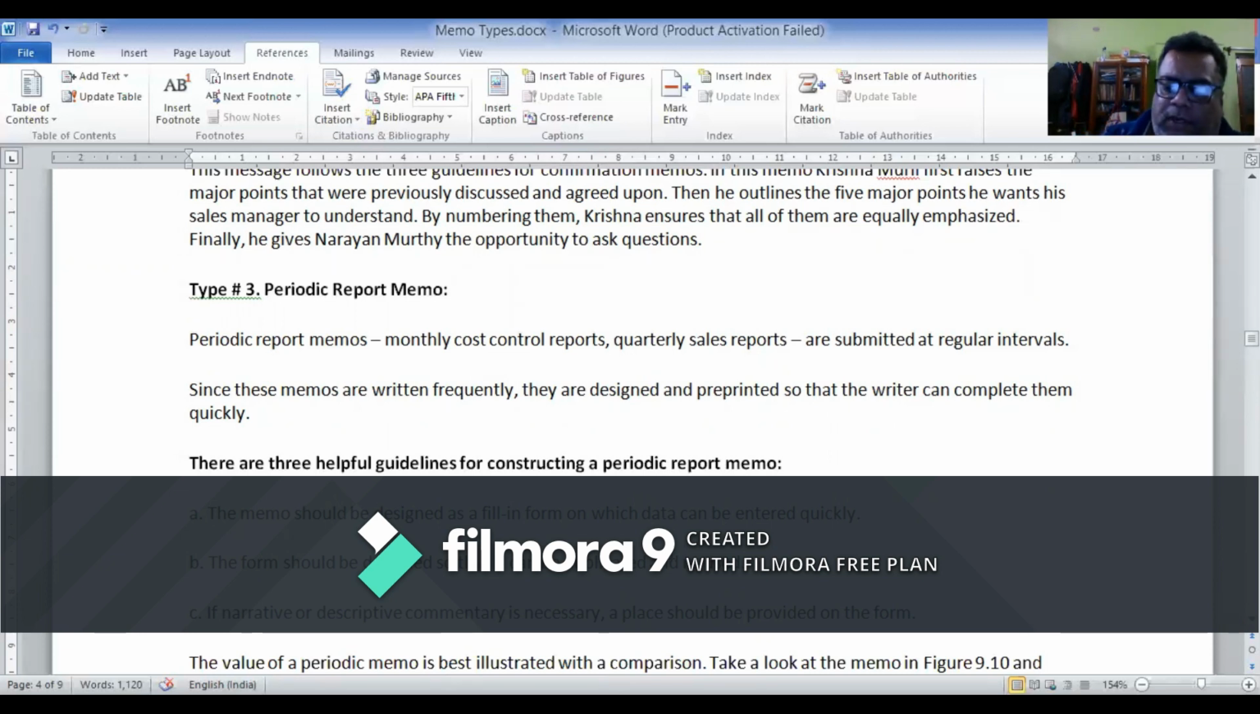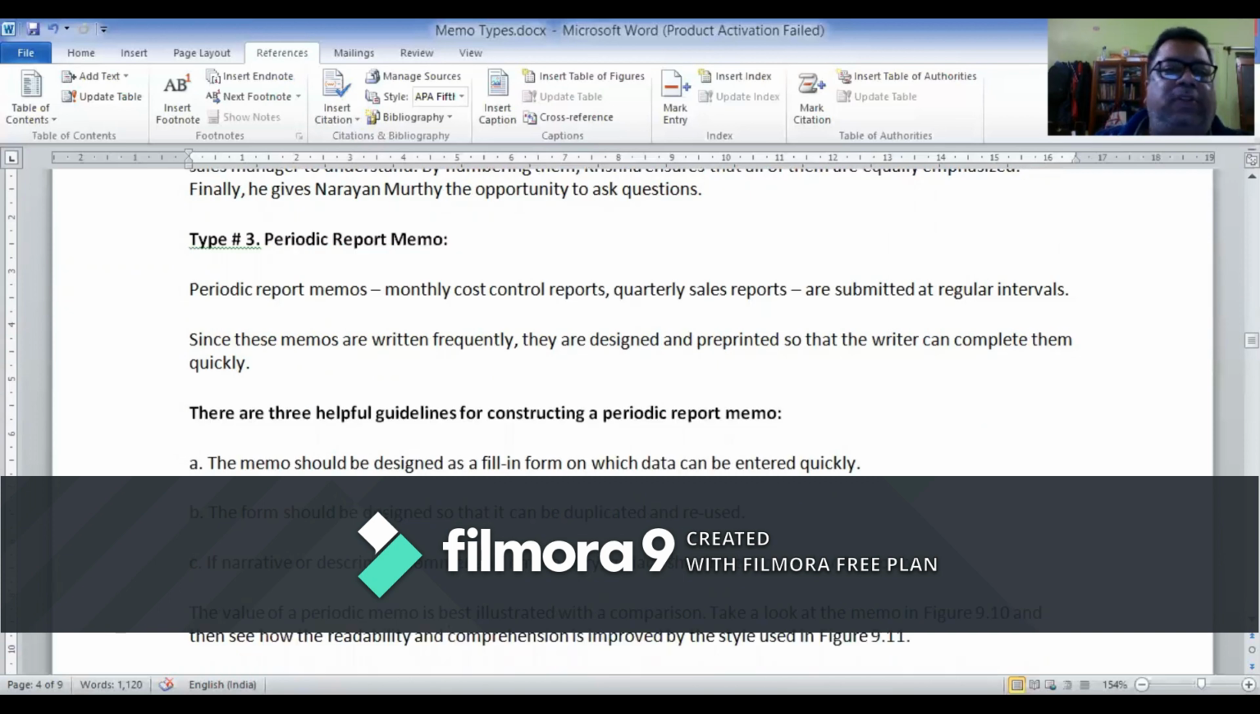Right. Let us take a look at another type of memo, which is what is called the report memo, and a periodic report memo rather. So a periodic report memo is particularly apt in the case of sales, where you need to give your quarterly reports to the authorities, either to the branch head or maybe to some regional office. And these memos have to be written frequently. So in most cases, we find that there is a pre-designed format, okay, and you just need to put in the data.